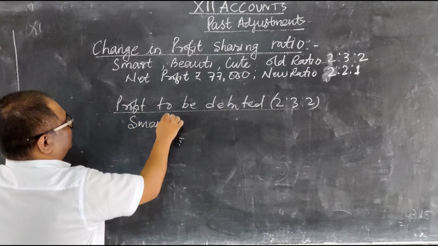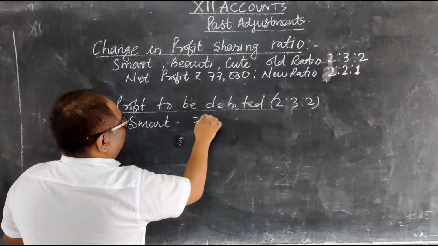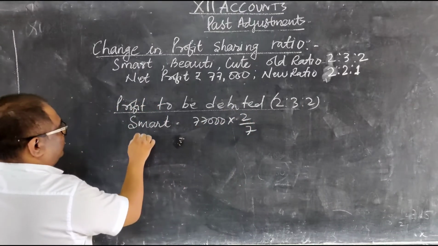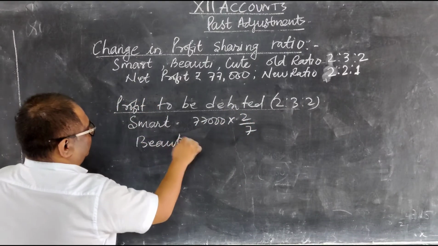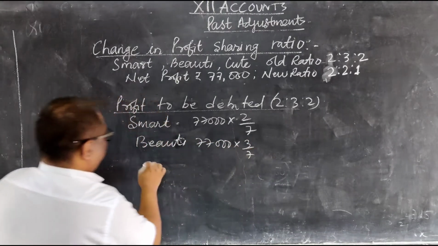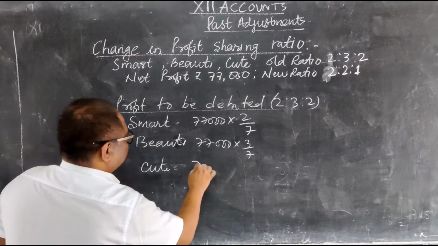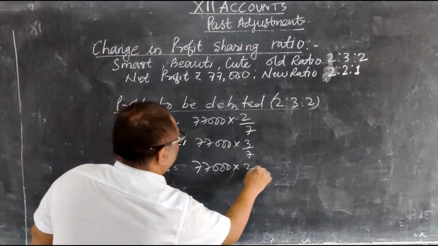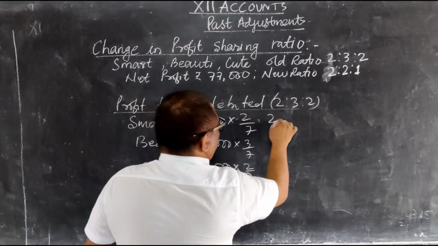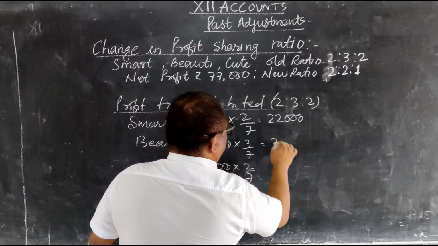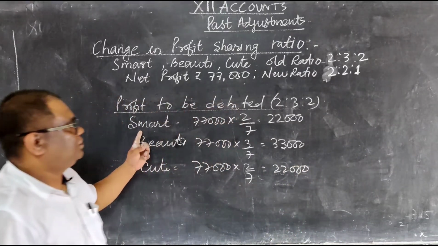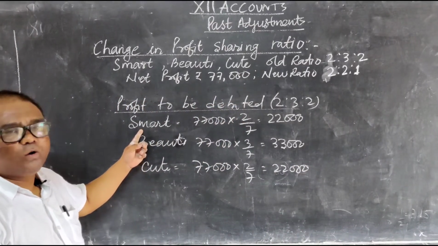Smart: 77,000 into 2/7. Beauty is 77,000 into 3/7. And Cute is 77,000 into 2/7. This is how we have to debit. So here 22,000, 33,000 and 22,000. This is the profit to be debited in the old ratio.